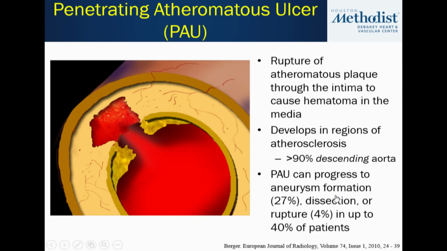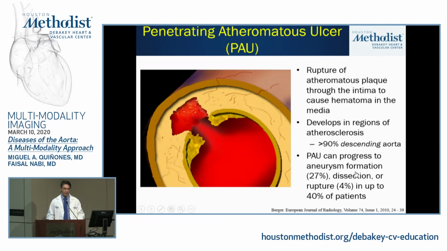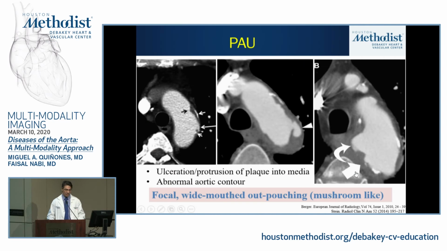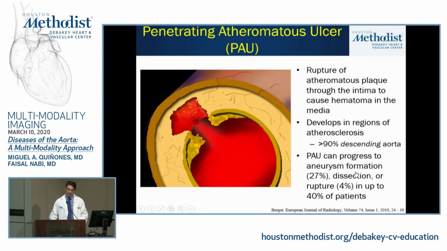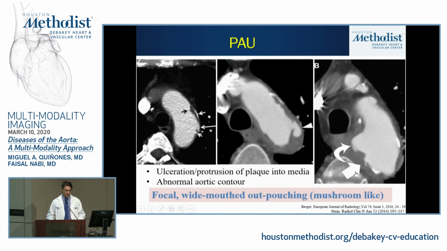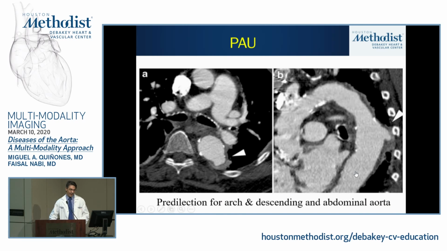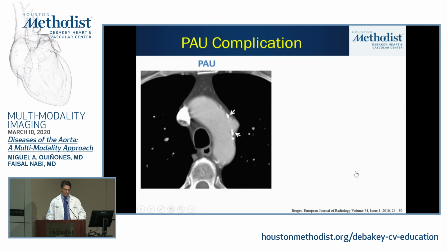Penetrating aortic ulcers are really when you have a lot of atherosclerosis, and this protrudes into the media, erodes into the media, causing a hematoma. This can be really bad and can develop into future complications of dissection or rupture. Here are some examples by CT, and MRI will look exactly the same. Basically, they're wide-mouthed focal outpouchings, mushroom-like. Here's just another example of that.